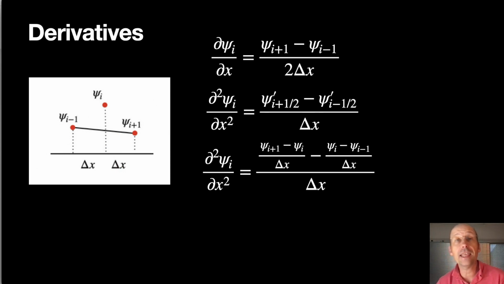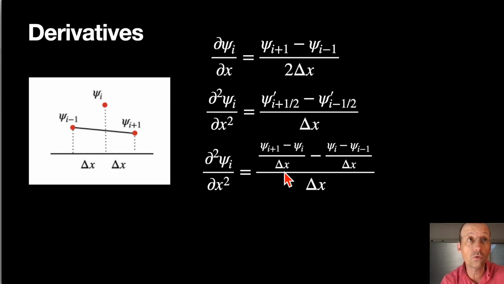And if I write that out, it looks like this, because now I have my derivative at the half point. This one is psi i minus psi i minus 1. This one is psi i plus 1 minus psi i. So this is my psi prime at i plus 1/2, and this is psi prime at i minus 1/2. And so it's just the difference between those, and then I need to divide by delta x.